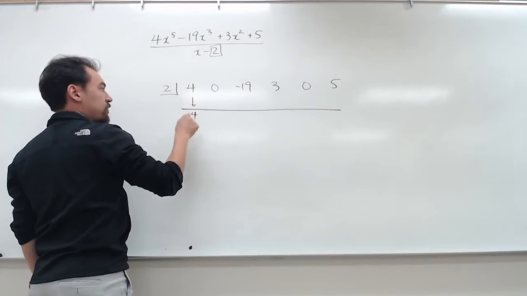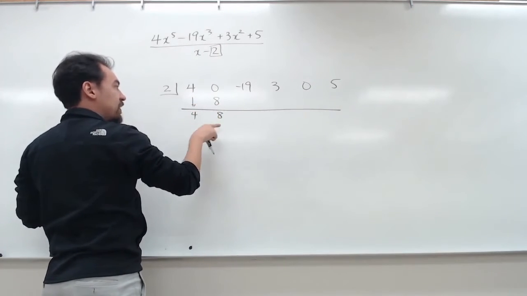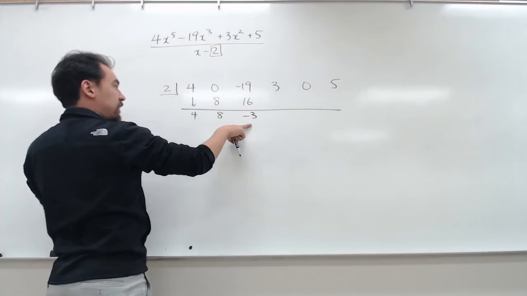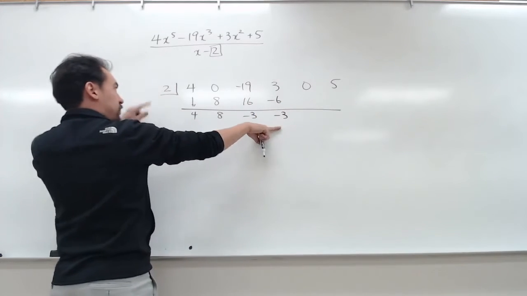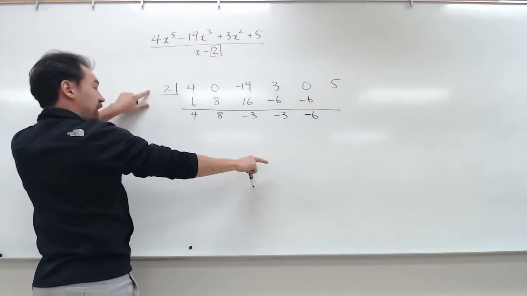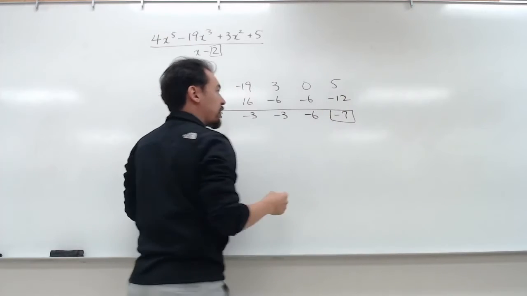4 comes straight down. Then to go diagonal, I'll multiply by 2. Then I'll come down, add. Then 8 times 2 to go diagonal. Then I'll add. Negative 3 times 2 to go diagonal. Then I'll add. Negative 6 times 2 to go diagonal. And my final addition gives me the remainder.